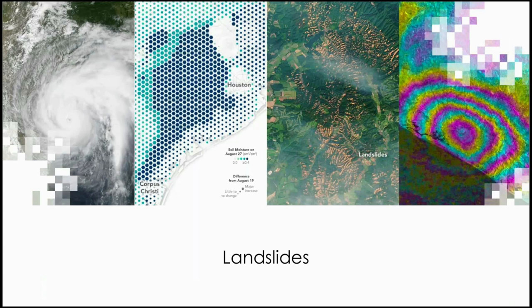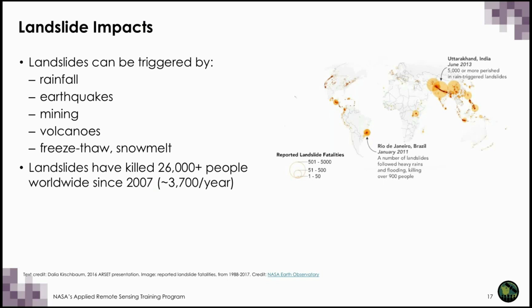So I'll now discuss products related to identifying areas at risk for landslides and landslide damage. So landslides can be triggered by a number of reasons, including rainfall, earthquake, mining, volcanoes, as discussed, freezing and thawing of the land surface, including snowmelt. However, most landslides are triggered because of excess rainfall.